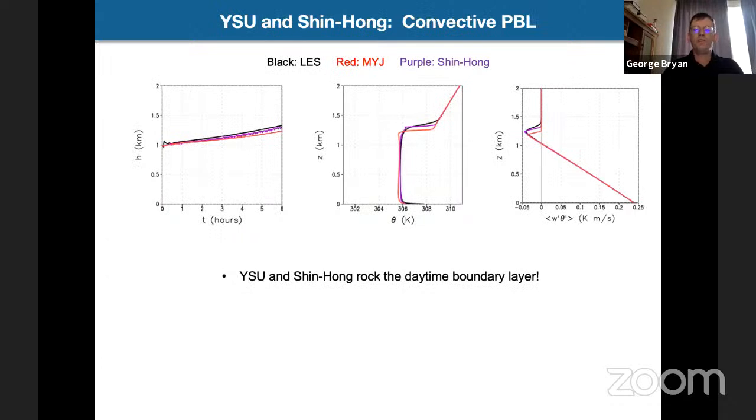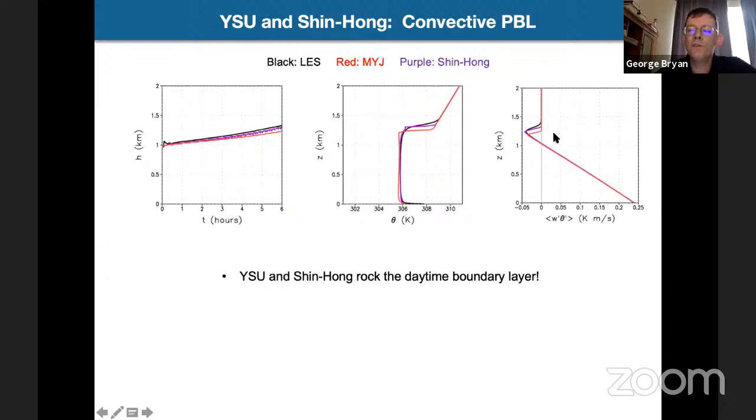Moving on to the YSU and Xinhong schemes, you may not be familiar with Xinhong. It's kind of a successor to the YSU code. They do very well in this case. In fact, you can see my technical term here at the bottom. YSU and Xinhong rock the daytime boundary layer. Very technical conclusion. It's even hard to see the black line in these plots because the Xinhong in particular is right on top of the LES results.